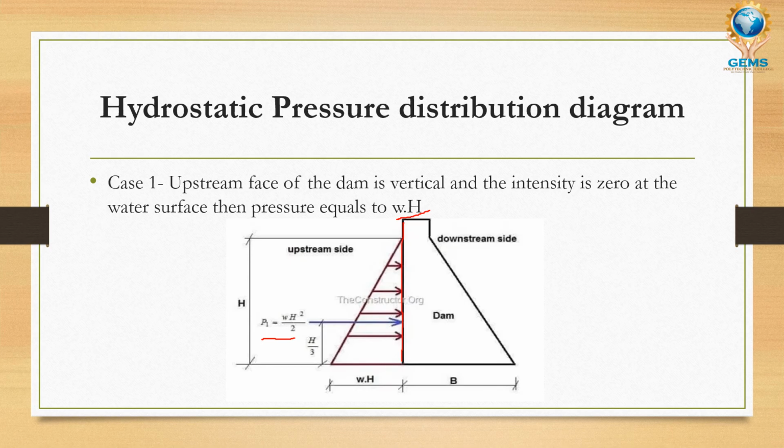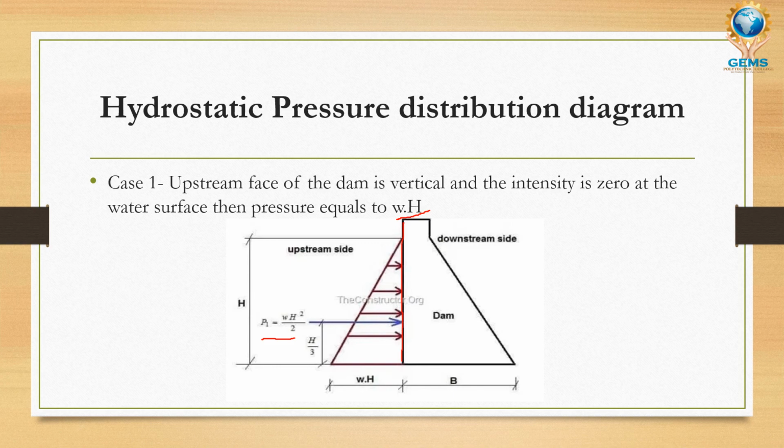Generally, this diagram is like a triangular portion. If you see the red marking on the diagram, inside the triangular portion there are many arrows. These arrows represent the pressure generated from the upstream side of the dam. The water present on the upstream side exerts this pressure, and it is denoted by arrows. Then what is this pressure? I am going to explain. You can see w into H at the base portion.